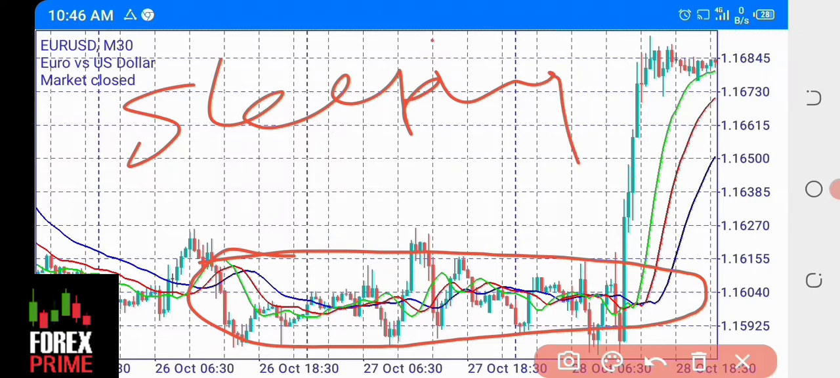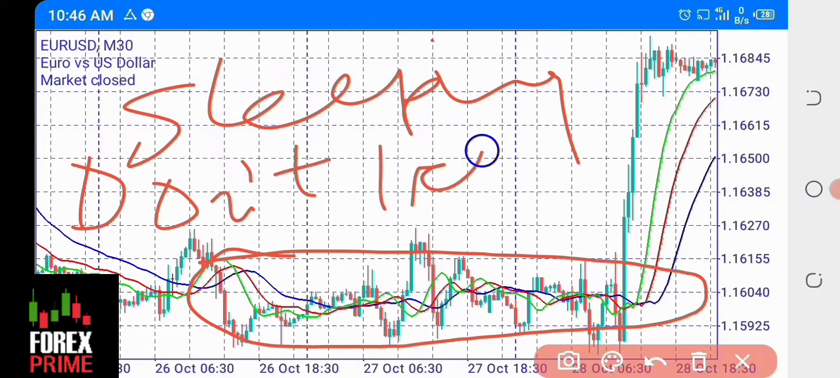Now, this is a representation of a ranging market, or a choppy market, as some people will call it. It means the alligator is sleeping. So what are you supposed to do? You are not expected to trade at this point. So here, don't trade. Are we getting it? You're expected not to take a trade at this point. You're expected to stay off the market.